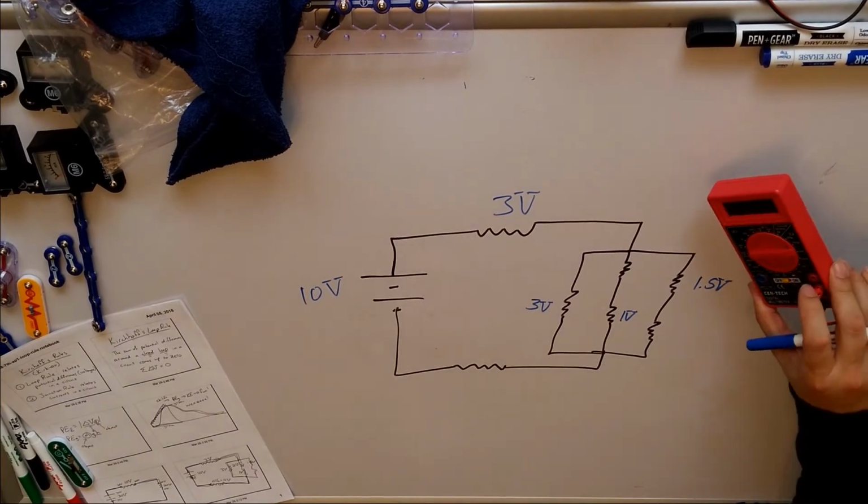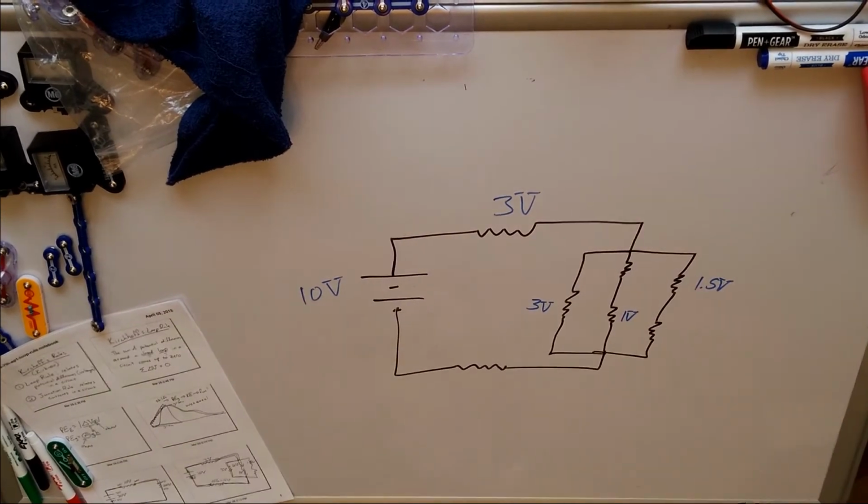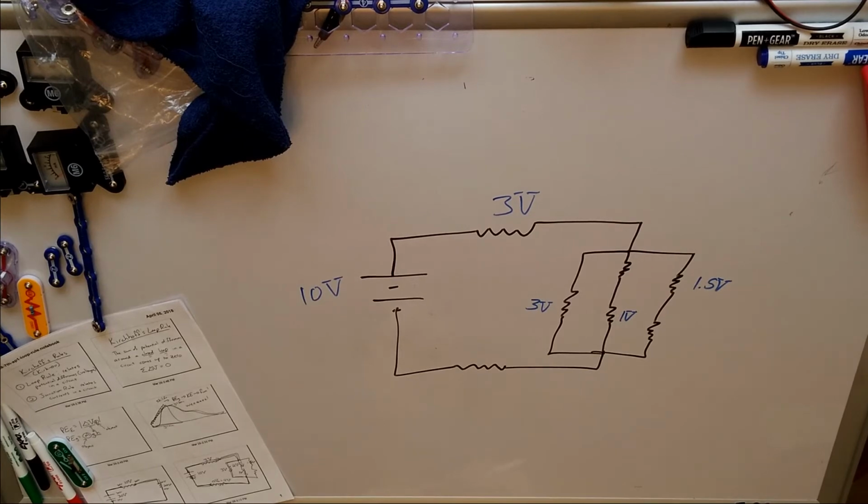Let's say that I am going through and checking it with my DMM, and right then and there, the batteries run out on my DMM, and I've got a bunch of things that I don't know. All right, so let's apply the loop rule and see what we can figure out. Here's what I'm going to do.